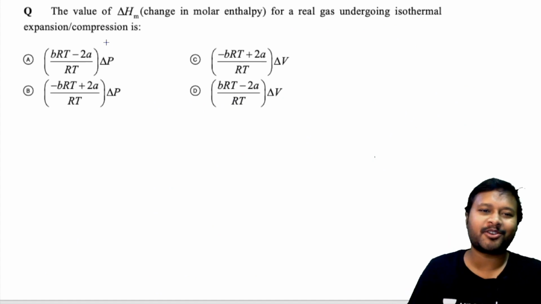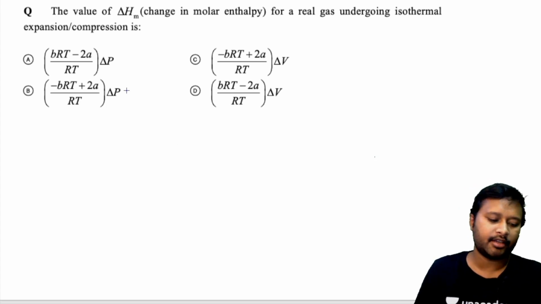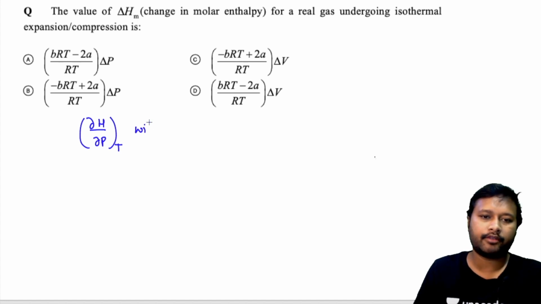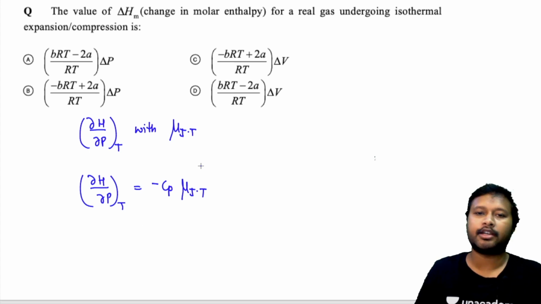Alright, let's talk about this particular question. It says that the value of delta Hm, the change in molar enthalpy of the real gas undergoing isothermal expansion or compression is. Okay, so the values are given to you like that. You have to find it out. So the relation of delta H upon delta P at constant T with your Joule-Thomson coefficient mu JT is basically given by this, that is del H upon del P at constant T is equals to minus Cp times mu JT, right? Mu JT is your Joule-Thomson coefficient.